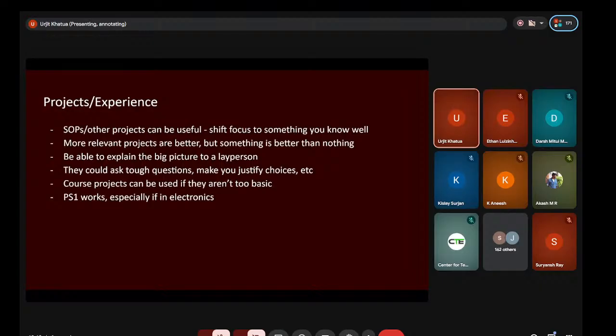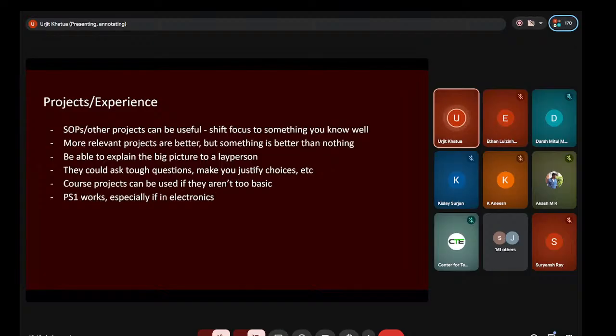There's a big range of what your interviewer's expertise in the field of your project could be. It's possible that they have zero experience, and then you'll have to explain it as if they are a layperson. But they could also be someone who knows a lot about it, in which case they might ask you tough questions. For example, if you've listed a communication protocol over there, they might ask you about how it works, or why you chose it over something else, things like that.